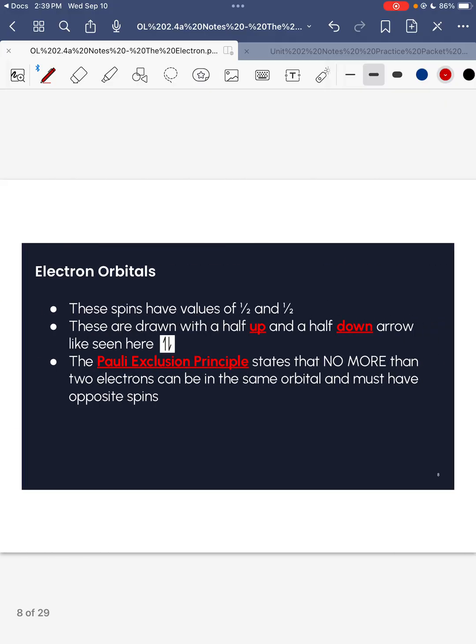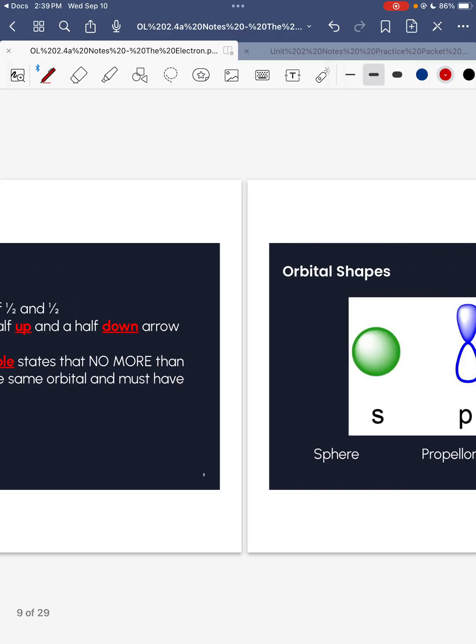Let's talk a little bit more about each orbital. Again, within an orbital, the spins have values of +1/2 and -1/2. They're drawn with a half up and a half down arrow, like we see there. And the Pauli exclusion principle, which is the first of three rules that we're going to learn, states that no more than 2 electrons can be in the same orbital and they must have opposite spins. We'll come back to that a little bit later.